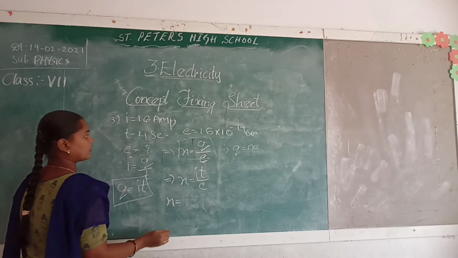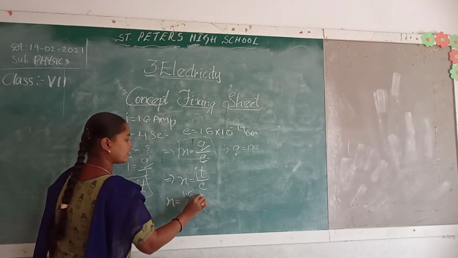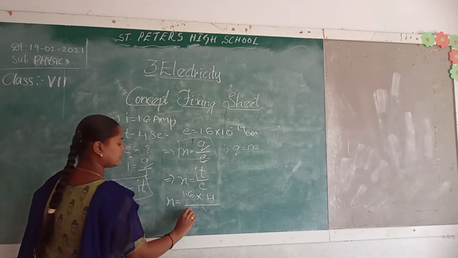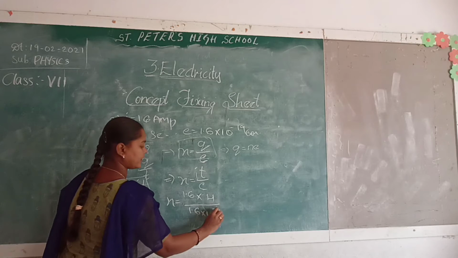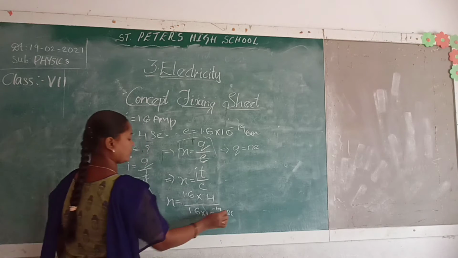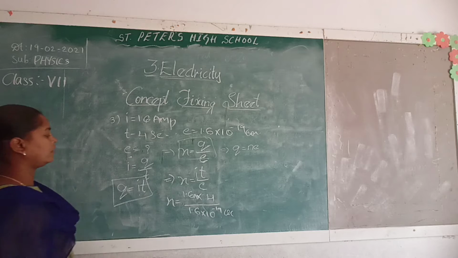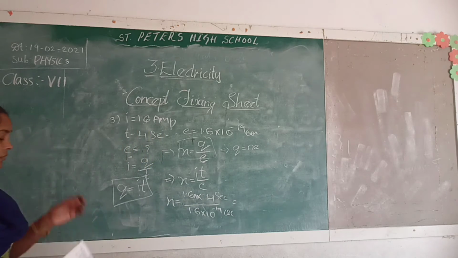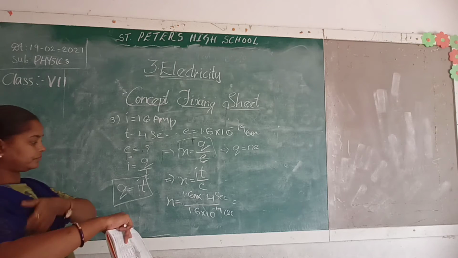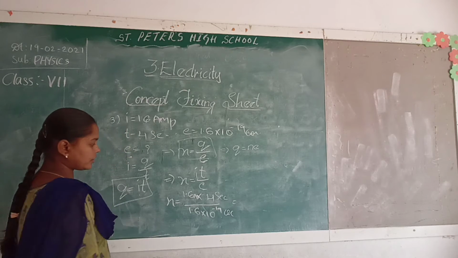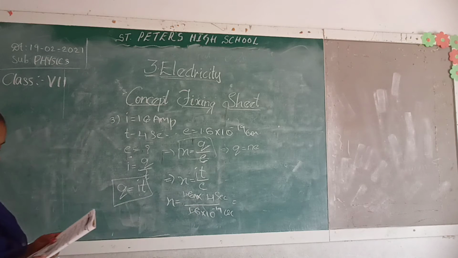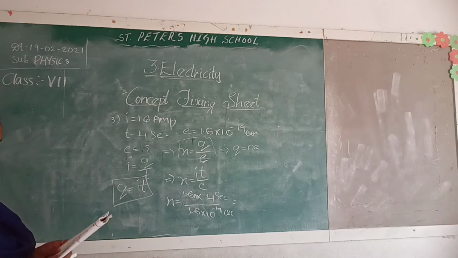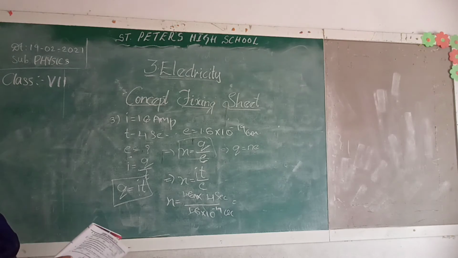Now substitute that. n is equal to I is 16 into T is 4 seconds, divided by e value, 1.6 into 10 to the power of minus 19 coulomb. So what will be here? 1.6 gets cancelled, and you will get 4 into 10 to the power of 19 electrons.